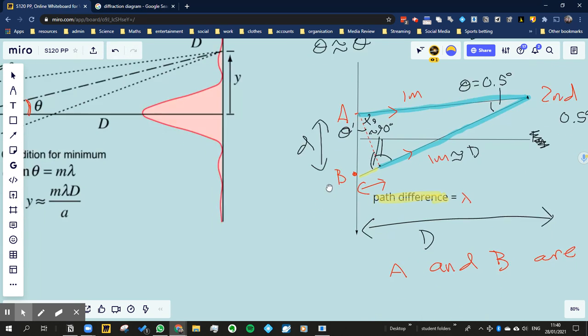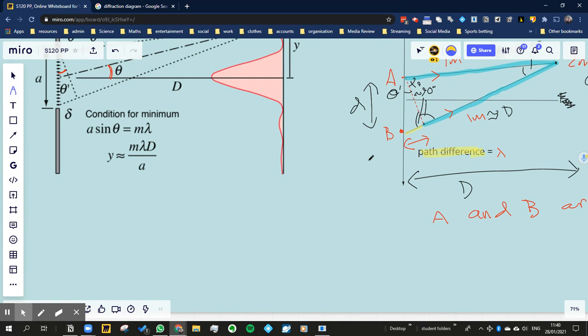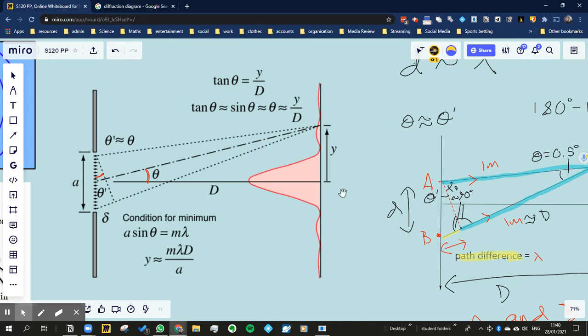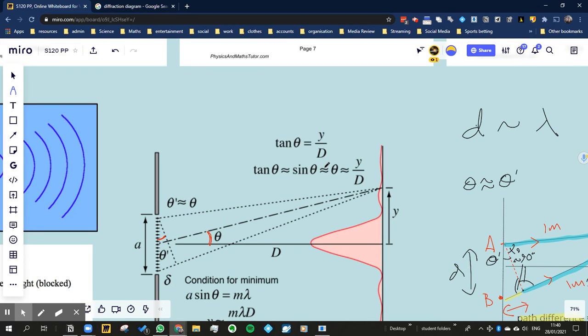So, because we know that, let's have a look at this other approximation over here. It says tan theta is approximately the same as sine theta. Well, why is that? What I'm going to do is draw out my triangle, this triangle here. I'll draw out both triangles.